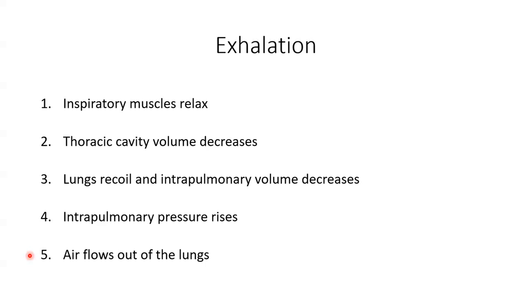So once more for a recap, when we're breathing out, first step is that our inspiratory muscles must relax. This reduces the volume of our thoracic cavity. Our lungs will recoil and our intrapulmonary volume, or the volume of our lungs, will decrease. Because the volume decreases, the pressure will increase, and air flows out of the lungs until the pressure within the lungs and out of the lungs is equal.